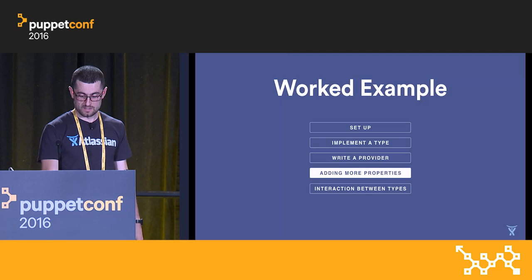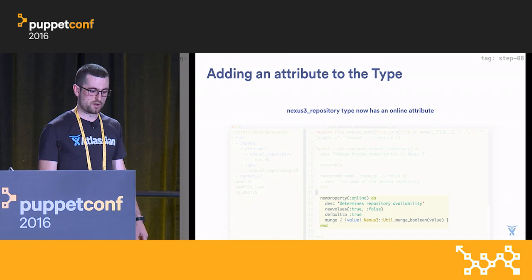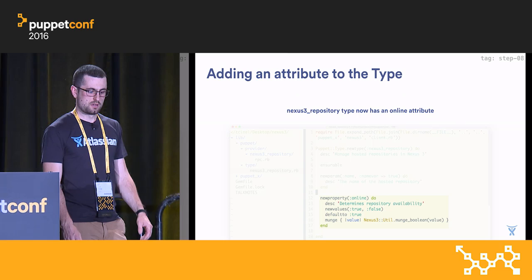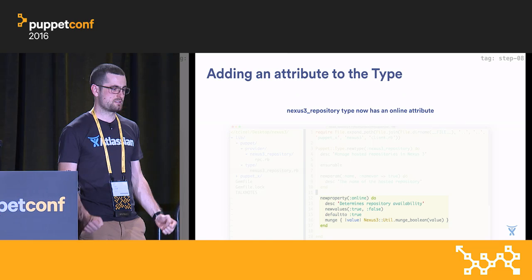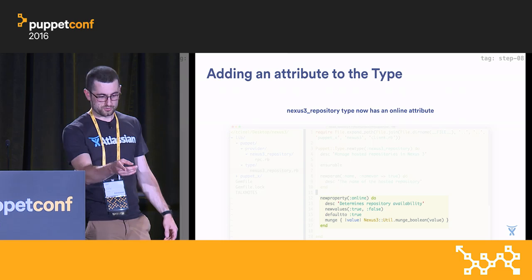Okay, we want to add some more properties. Let's add one called online. This is the one that determines whether the repository is enabled or not. So we have something here that we didn't use for name var, new values. That allows us to restrict the values for this attribute. So in our case, true or false. We can just say this attribute only accepts true or false. There's something else interesting there, default to. So if it's not defined in the manifest, then it will default to that value.